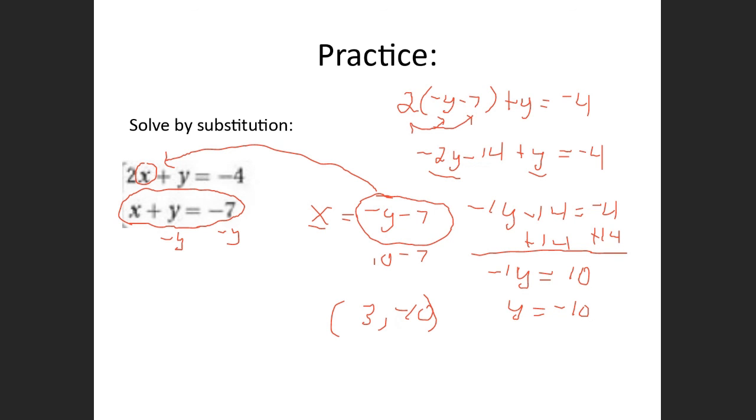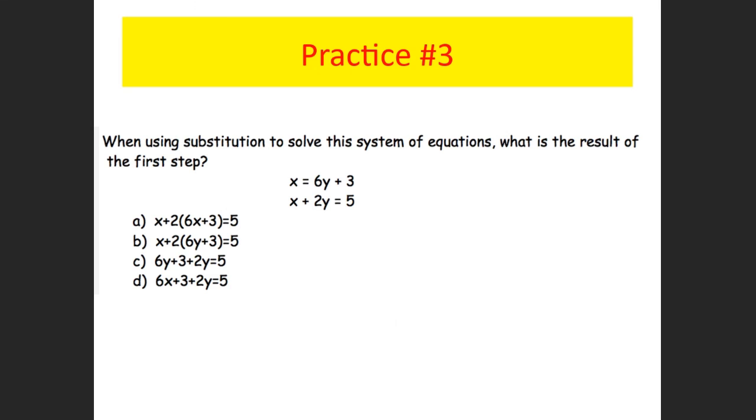All right, let's try another one. This is off our practice for this week. It says, when using substitution to solve this system of equations, what is the result of the first step? Well, if I was looking at this problem, I know what x is equal to. It equals 6y plus 3. So I would substitute that in for x. So my first step, I'd end up with 6y plus 3 plus 2y is equal to 5. That would be my first step. And it looks like letter C would be correct.